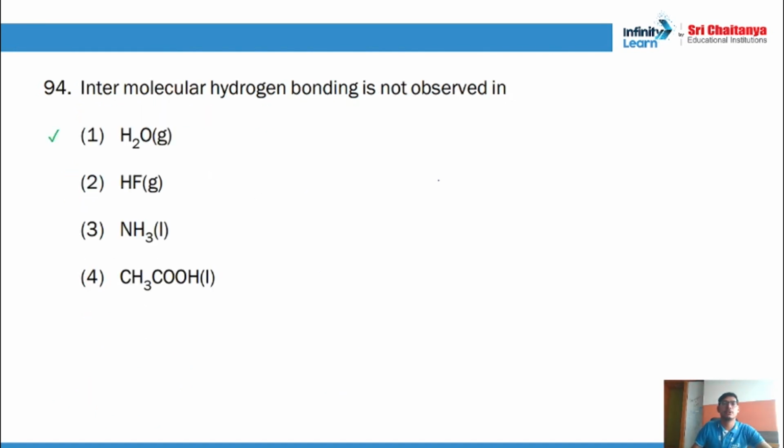Intermolecular hydrogen bonding is not observed in water gas, right? In steam, we don't observe intermolecular hydrogen bonding. In other cases, we do.